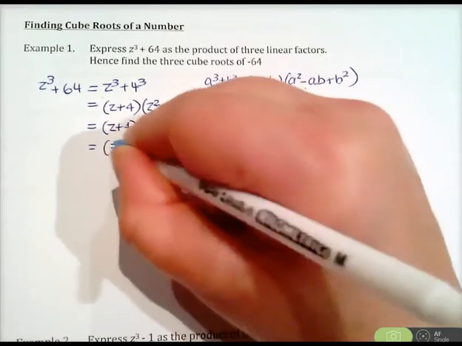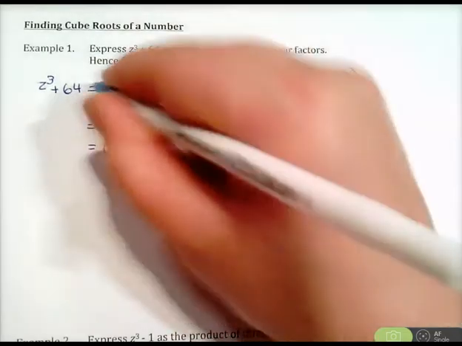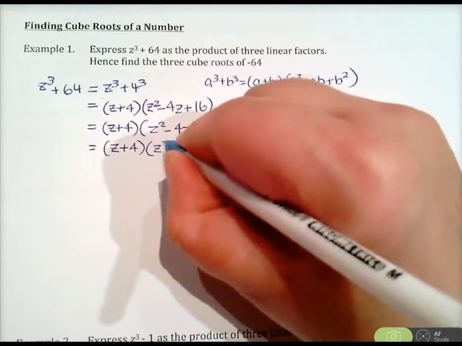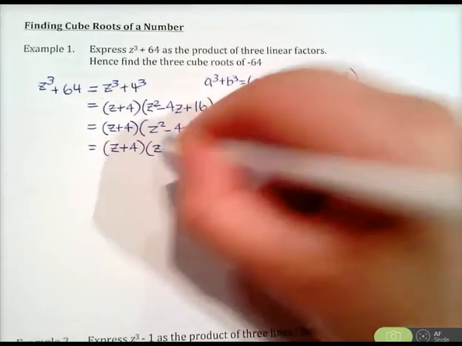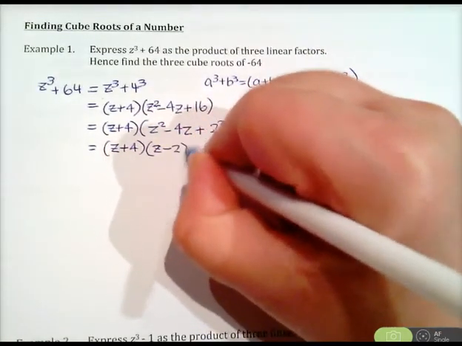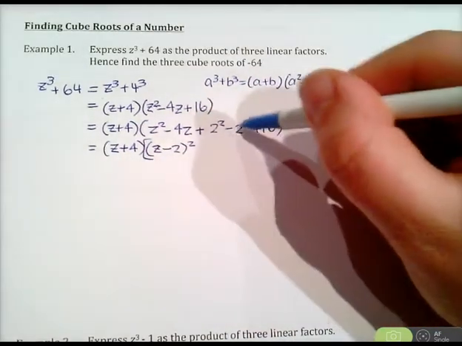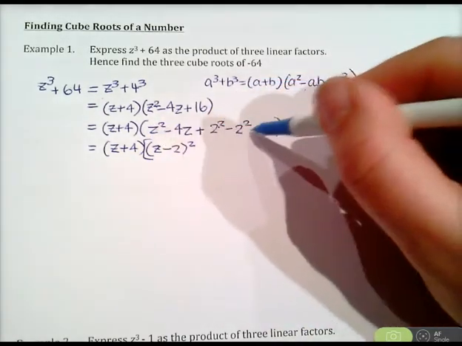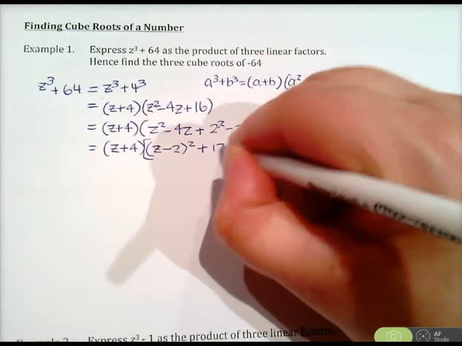Then I might put these little lines through the z's so that you know that they're z's, okay? See here, we've got a perfect square, so we've got z minus 2 squared. Now I need another bracket here. So I've done that bit. This is z minus 2 squared. Then we've got minus 4 plus 16 is plus 12.